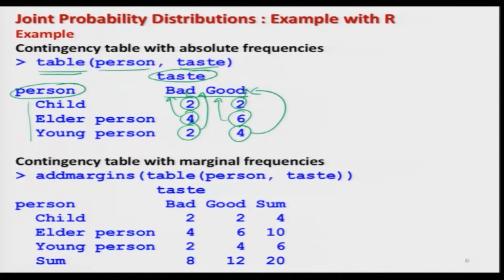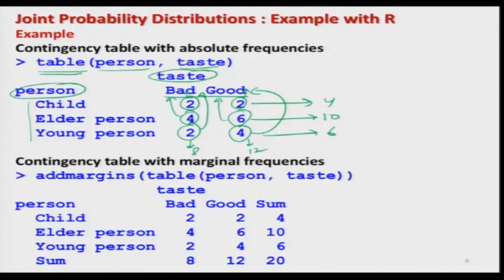Now, you want to find out the marginal frequencies. So, what you have to do? You can do it manually. This will come 2 plus 2 is equal to 4, 4 plus 6 is equal to 10, 2 plus 4 is equal to 6, and then if you go column wise, the column wise sum is 2 plus 4 plus 2, which is 8, and 2 plus 6 plus 4, this is 12, right.